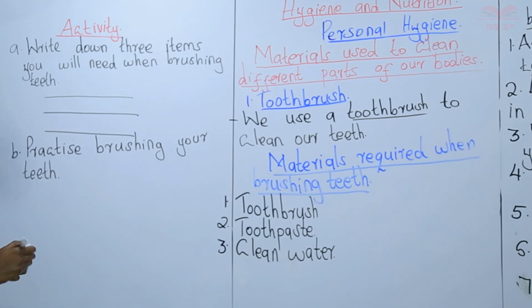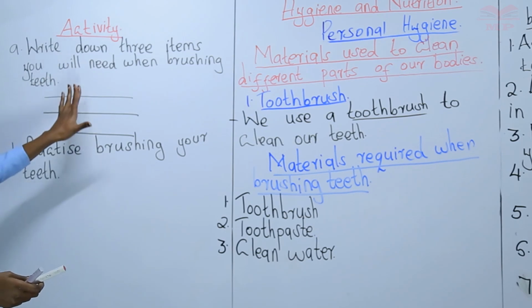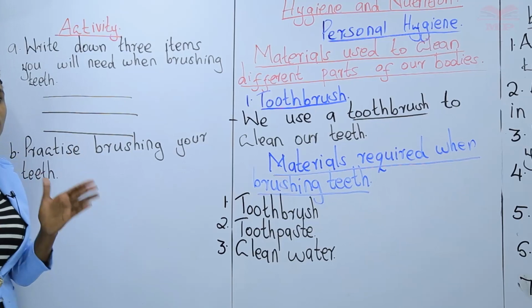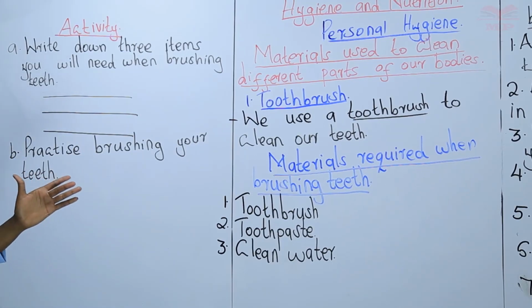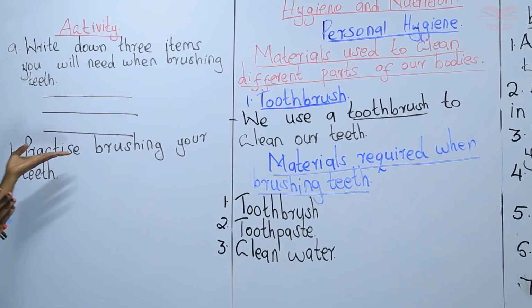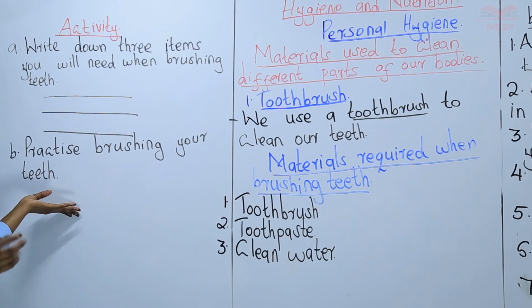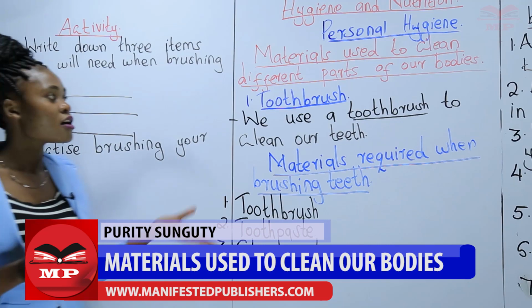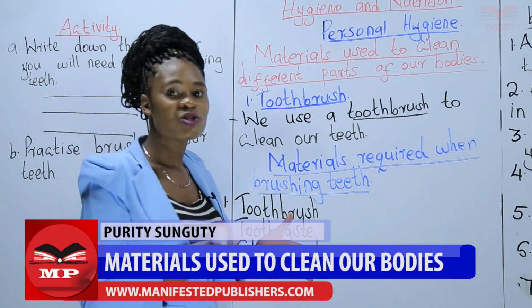So the activity, now the first question, write down 3 items you will need when brushing teeth. You write for me the 3 things you will need when brushing teeth. And the second part, practice brushing your teeth. So you will practice brushing your teeth back at home and you follow the steps that we have learned today.